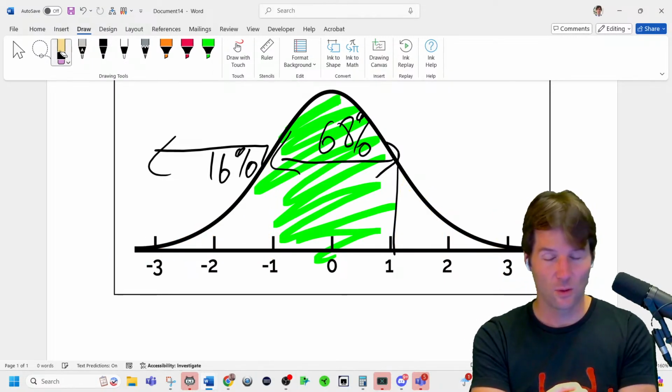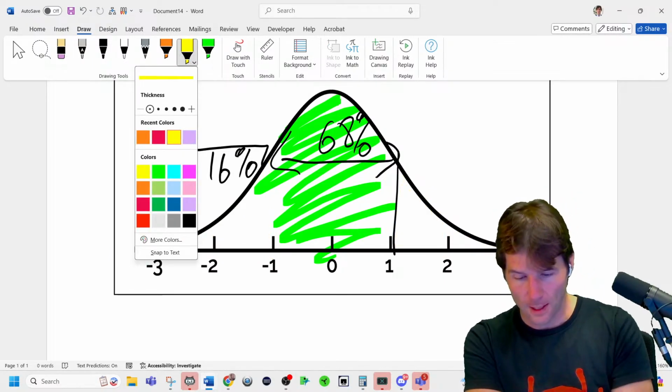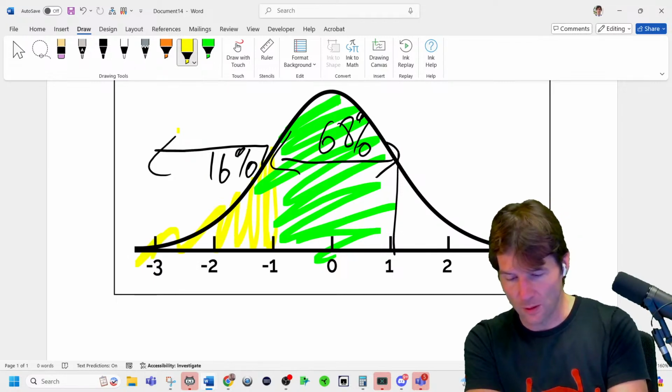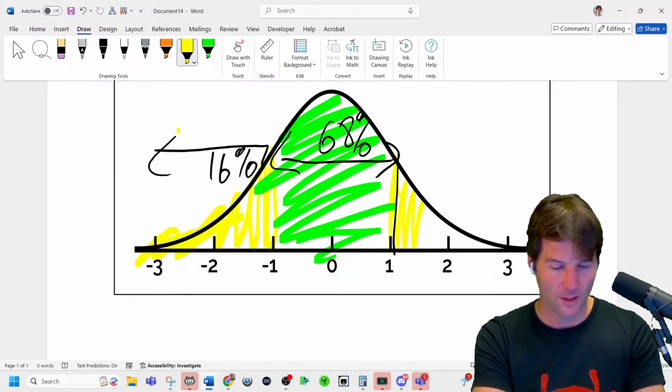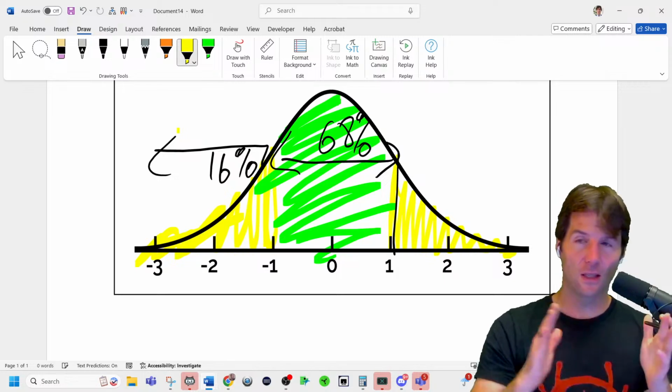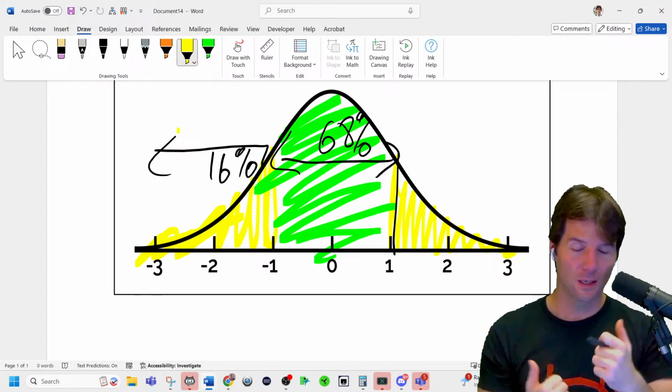What percent of the class scored lower? 16. Great job, Noelle, right there. And because the z-score can always just be used, it's because of the 68 rule. So it's 68 inside, 32 outside, 16 in either tail.